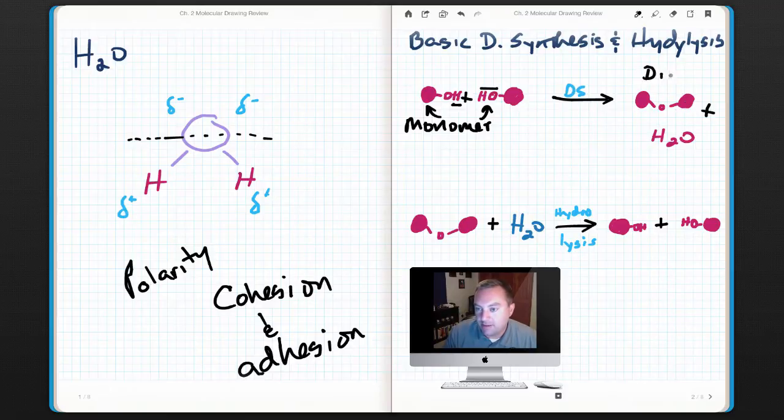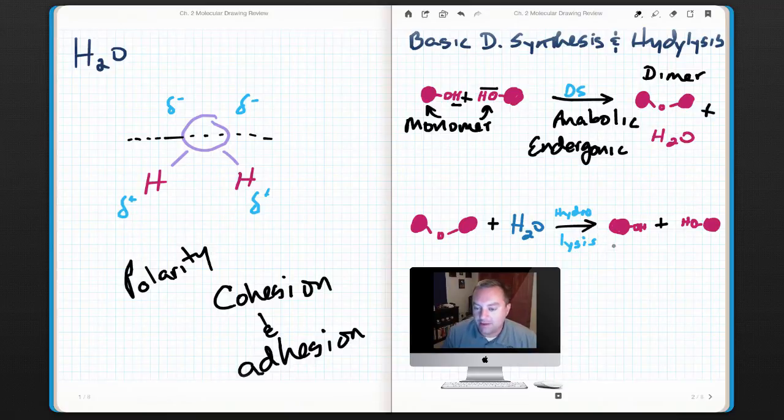And this is going to make a dimer, which is 2 parts. Okay, so this is dehydration synthesis. Remember, this is an anabolic reaction. And it's also going to be endergonic because you're going to be storing energy in the new bonds that you made there. All right. Now just the opposite down here is hydrolysis.